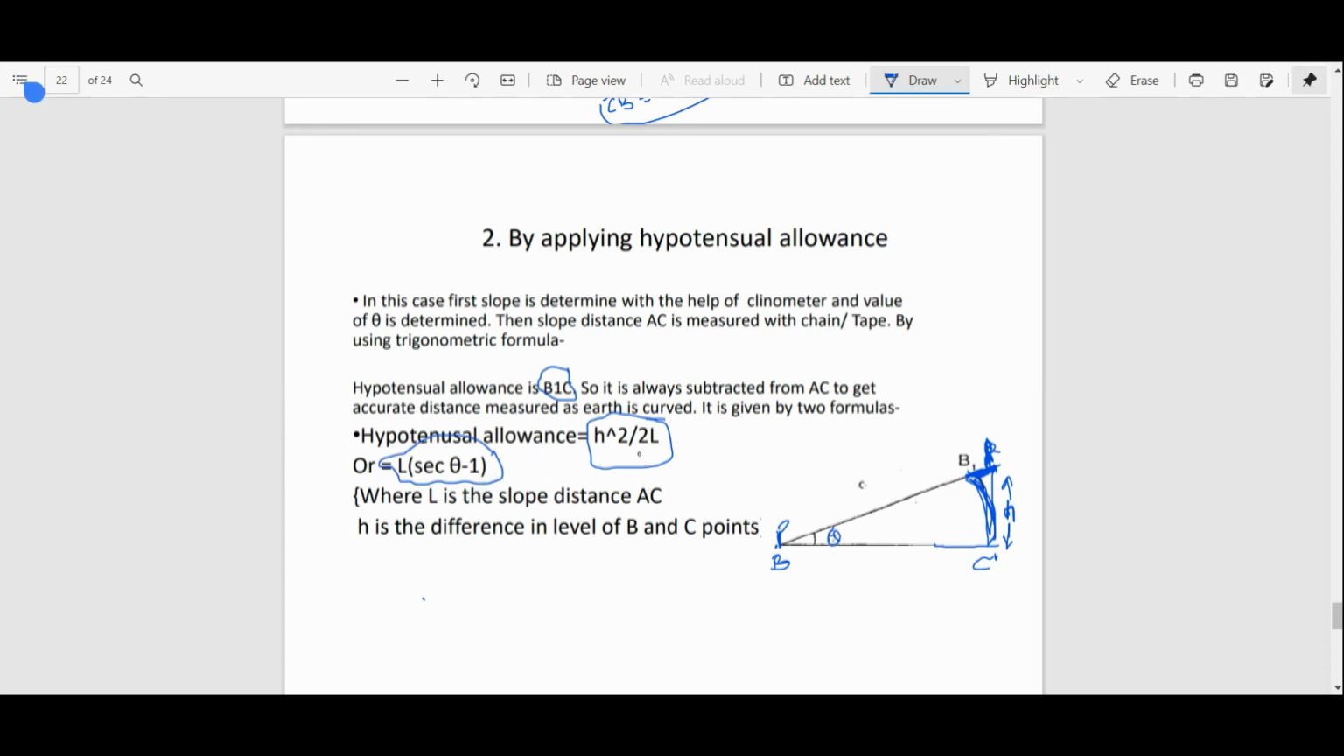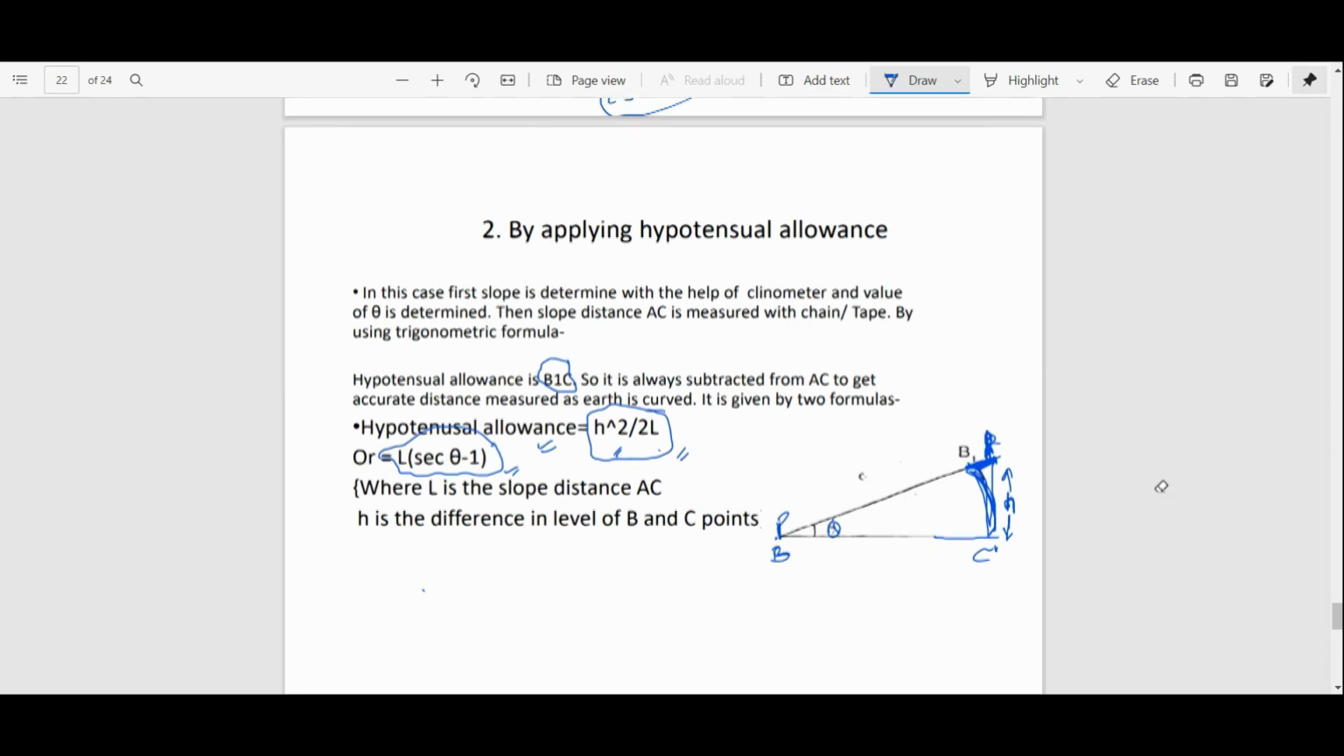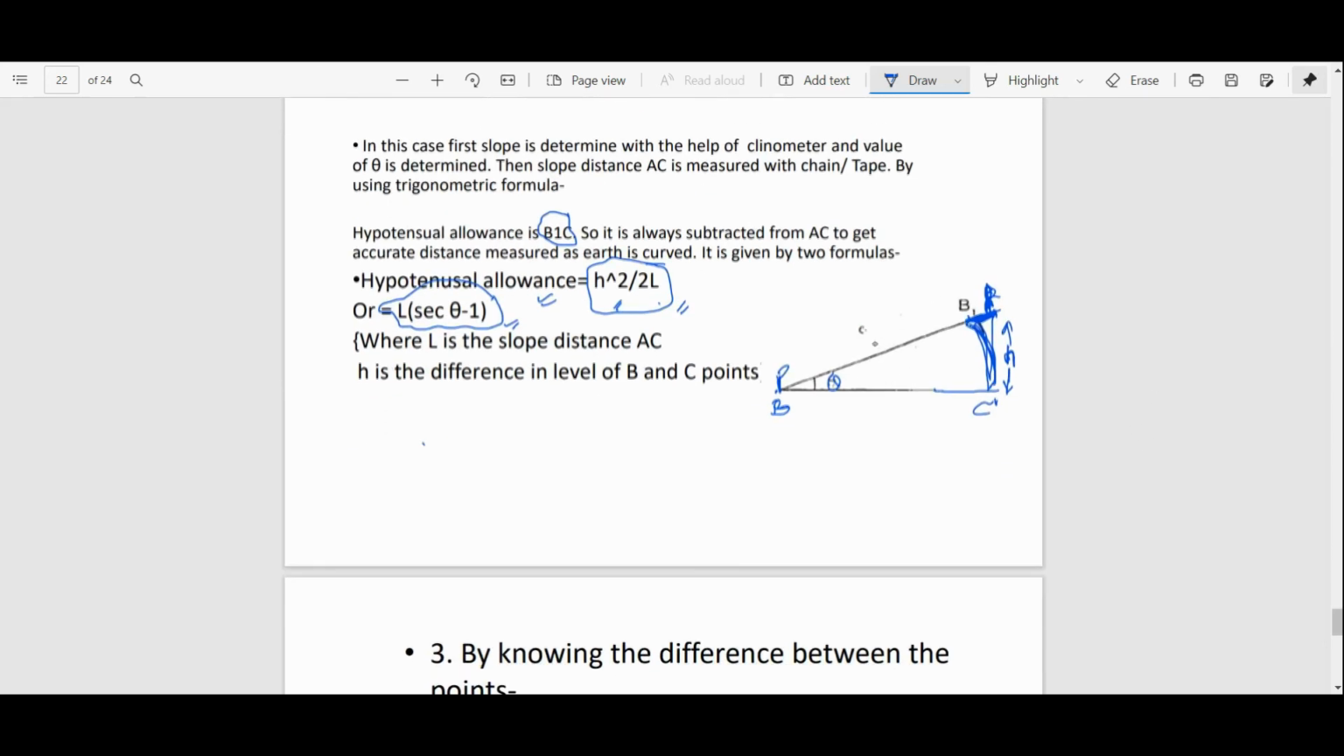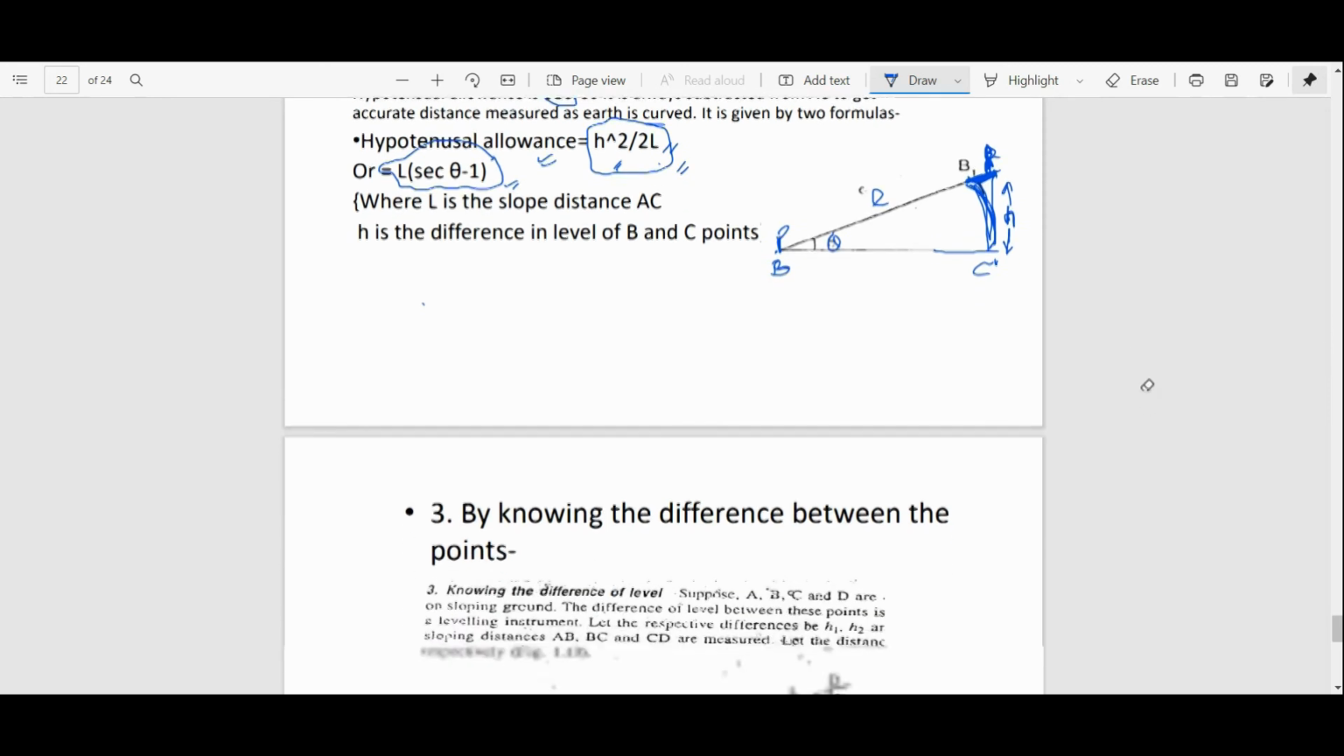This is very important, it is asked many times in exams: what is hypotenusal allowance? Due to the curvature of the earth, whatever reading we take is always greater, so we have to subtract this value, and this value is basically called the hypotenusal allowance. Its formula is h square upon 2l, or either L into secant theta minus 1. Whatever value comes, you have to subtract this hypotenusal allowance and you will get the horizontal distance, because in the previous case the reading was L. So whatever L you measured, you have to subtract the value of the hypotenusal allowance to get the accuracy.